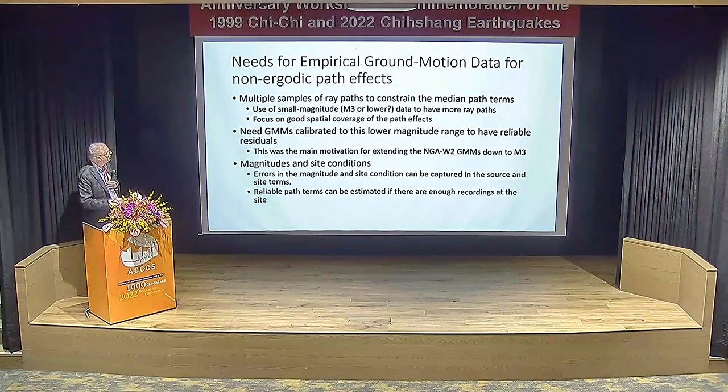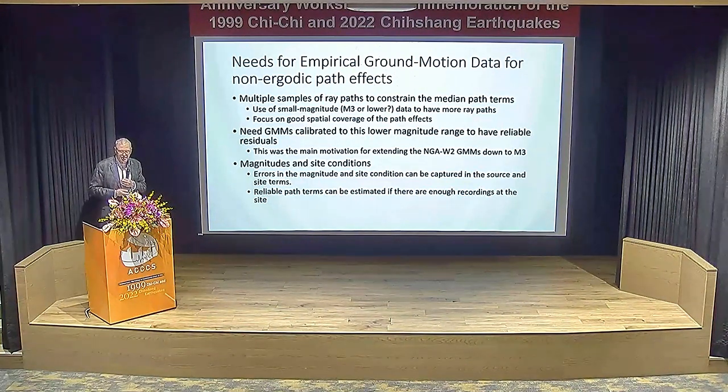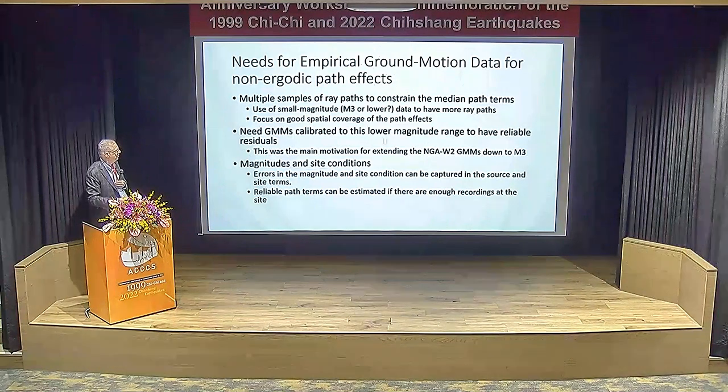Okay, so to move forward, what do we need? For ground motions, we need to have multiple paths sampled, different directions. So we're using smaller magnitudes to get more and more events. That's why we started to make the ground motion models work for small magnitudes. Not because we cared about that for engineering or design, but we want to be able to measure the difference between the attenuation or path effects in one area versus a path effect in another area. We also have a problem of calibrating the magnitudes of these small earthquakes.